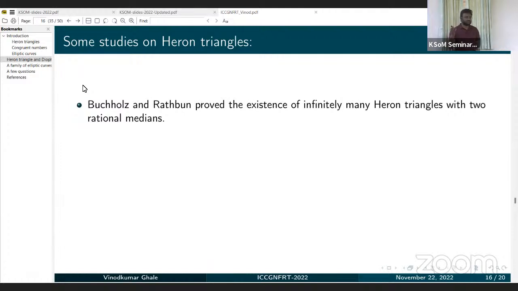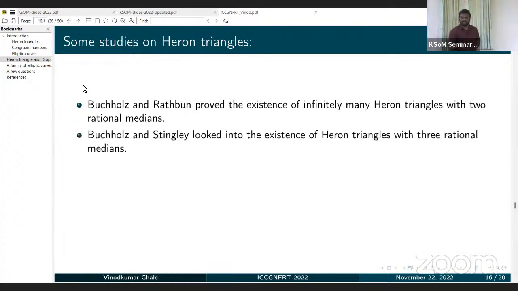Buchel is very much interested in these rational triangles, and he is looking into rational triangles with 2 rational medians, because this is again one more long-standing conjecture. Can we have a rational triangle with all 3 medians rational? Some authors call such a triangle a perfect rational triangle. They are looking into whether such a triangle exists or not.